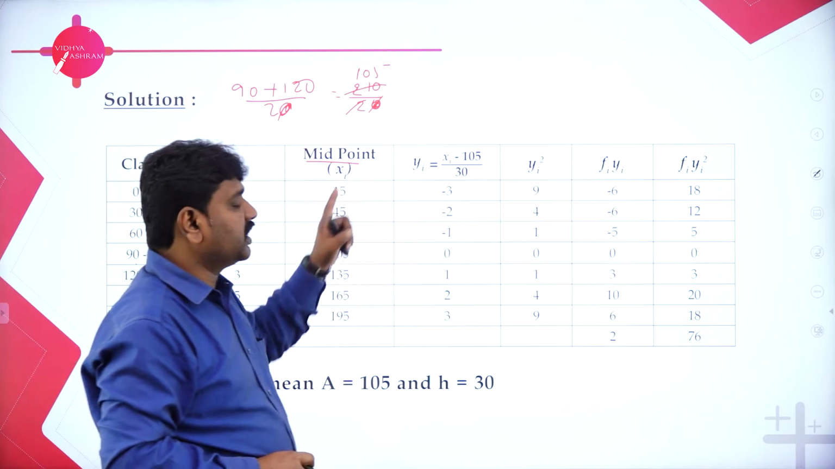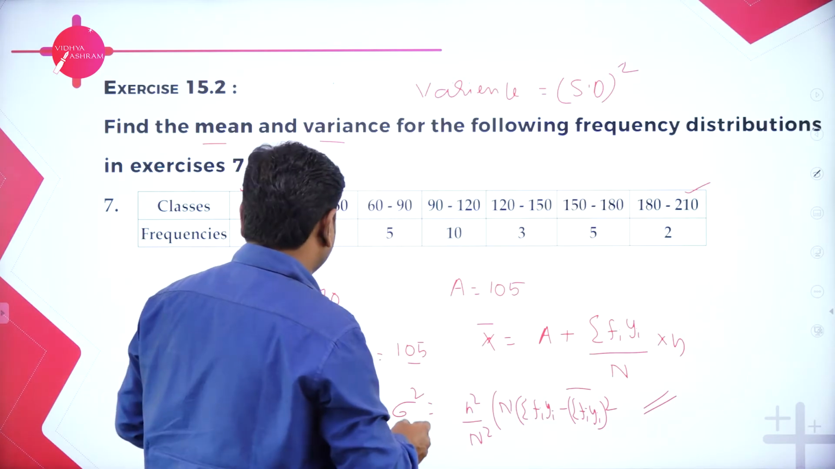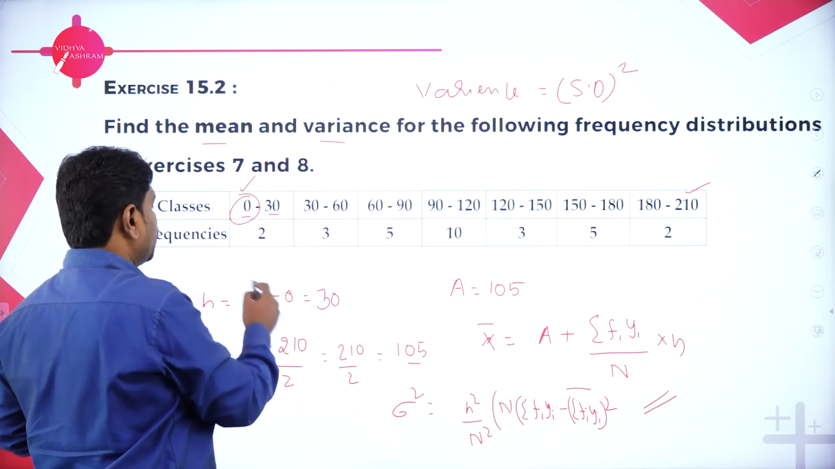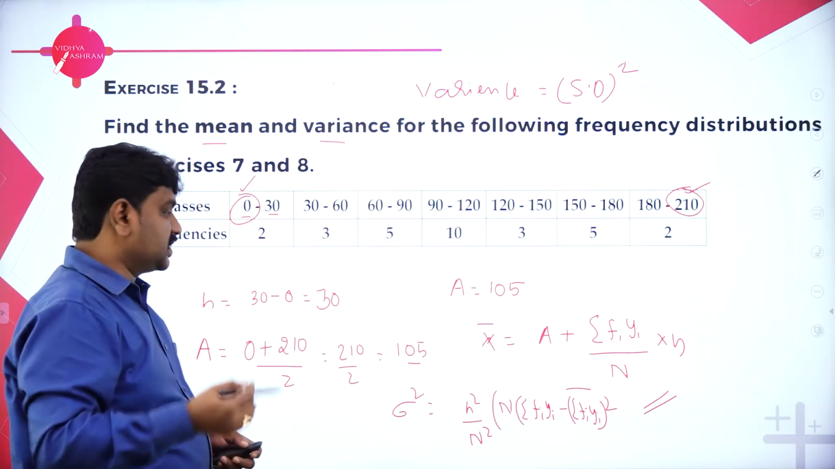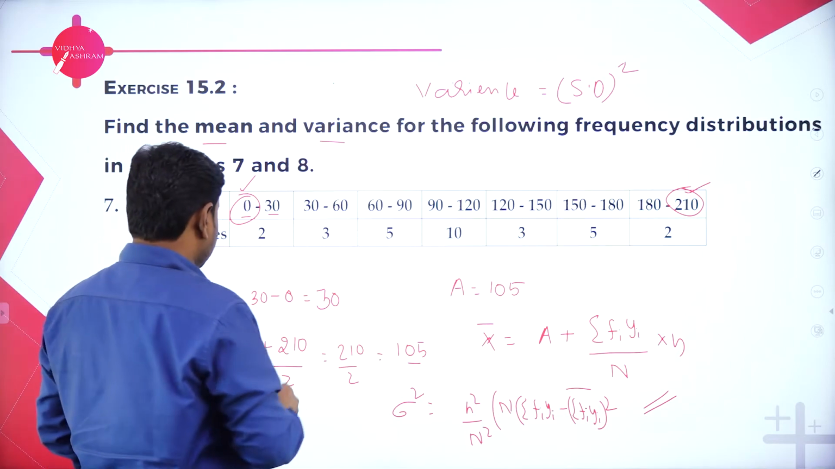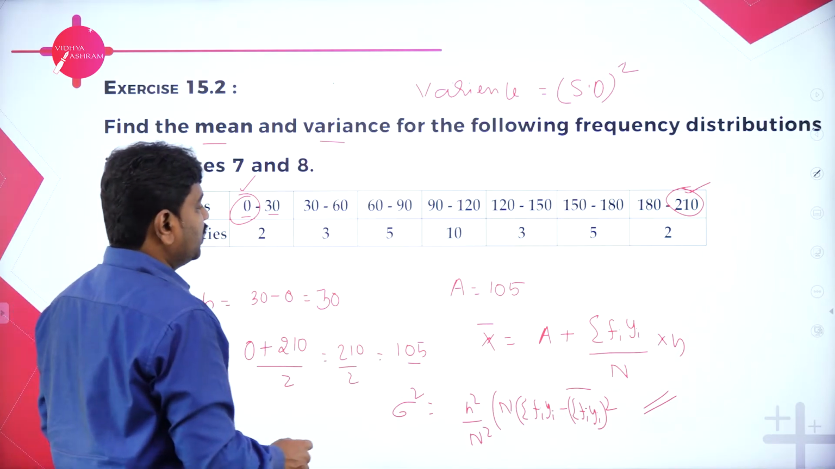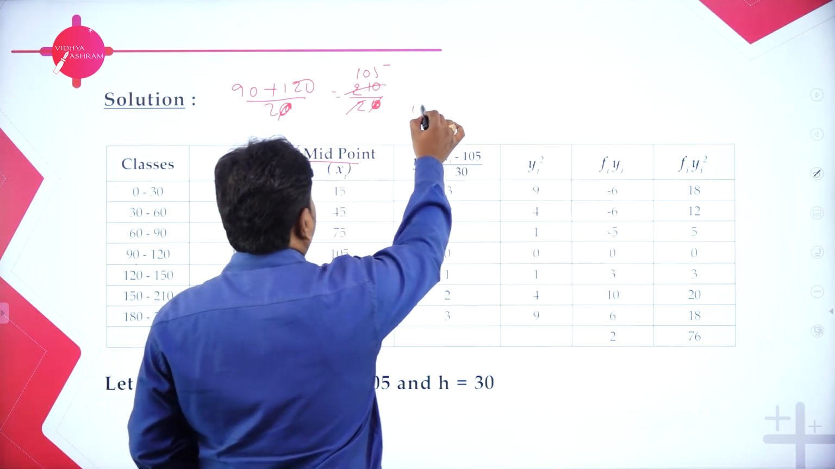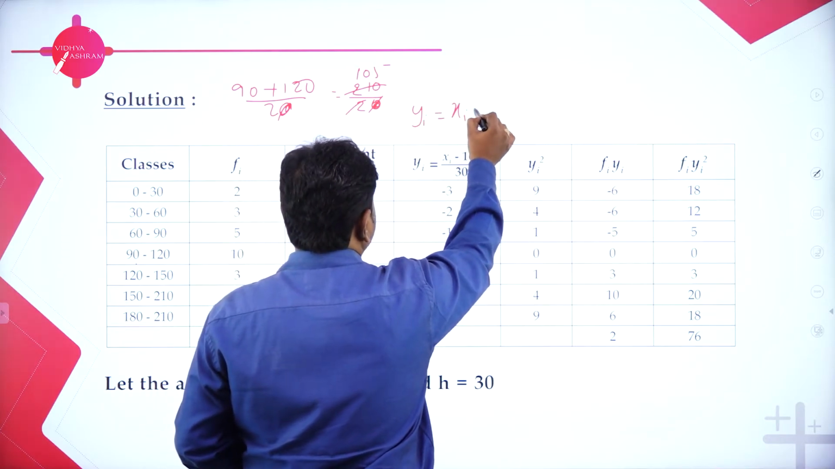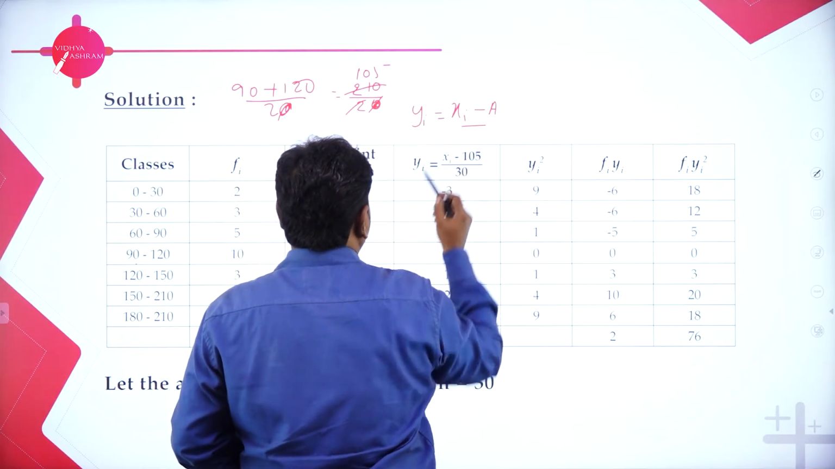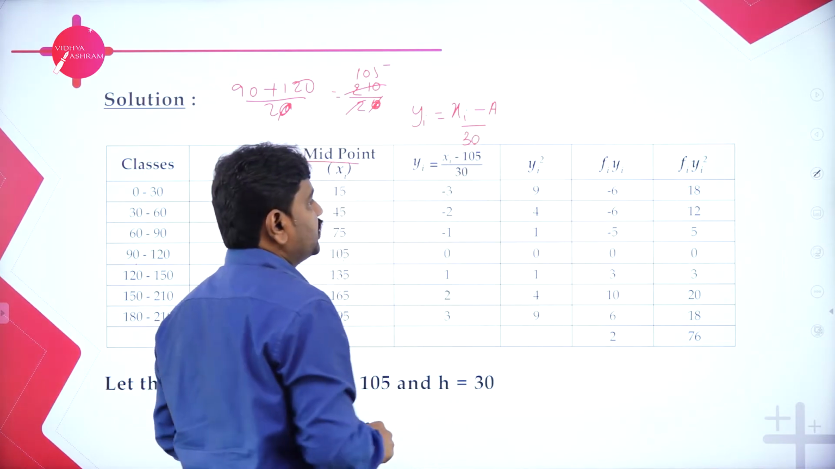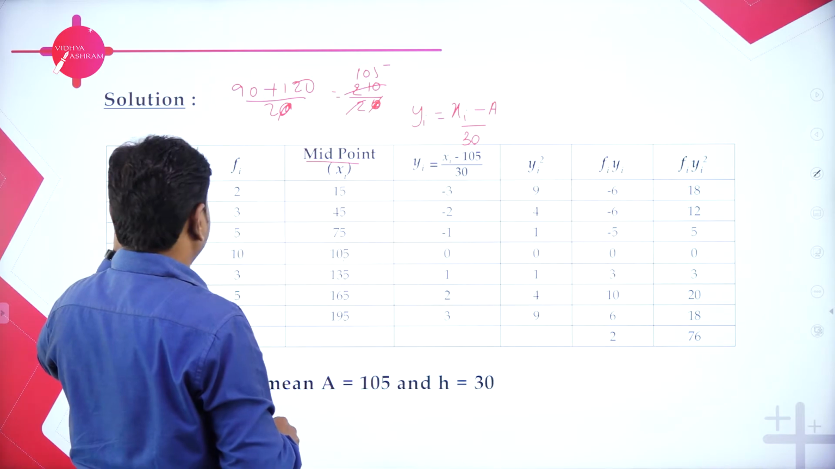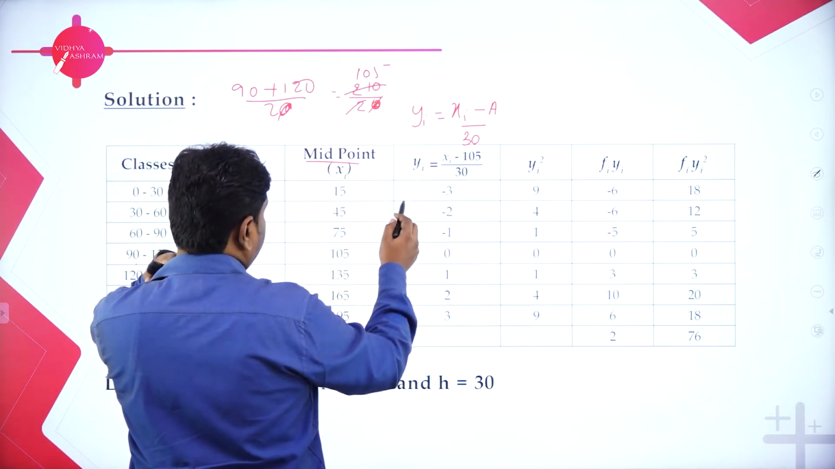Then you know how to find yi. To find yi, we need the assumed mean. How to calculate the assumed mean? Take the lower limit of the first interval and the upper limit of the last interval, add and take the average. So 0 plus 120 by 2 gives you 105. 105 is the assumed mean. How to calculate yi? Yi is xi minus assumed mean, divided by the class size. The class size here is 30, that is h. So now we have the yi value.